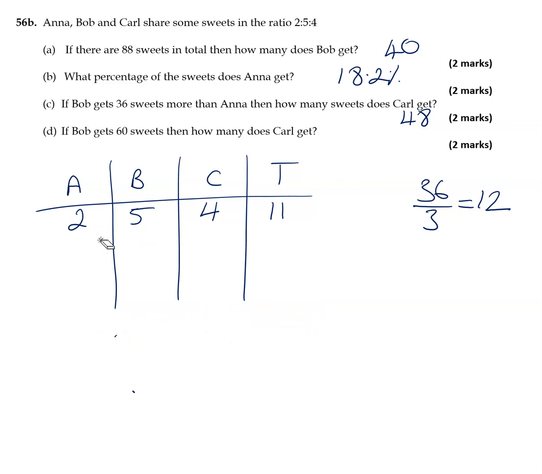If Bob gets 60 sweets, so we know this is 60. Again, what's the multiplier? How do I get from 5 to 60? We times by 12. So we times all of them by 12. 24, 48, 132. We just jumped by 12 last time, didn't we? So it's a similar situation. How many does Carl get? Carl gets 48 again. Almost the same question, but presented in a different way.